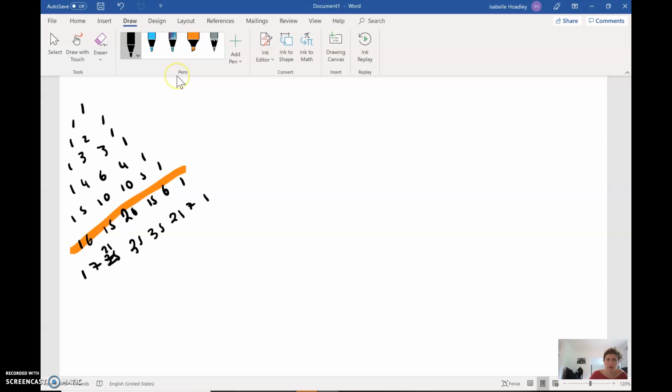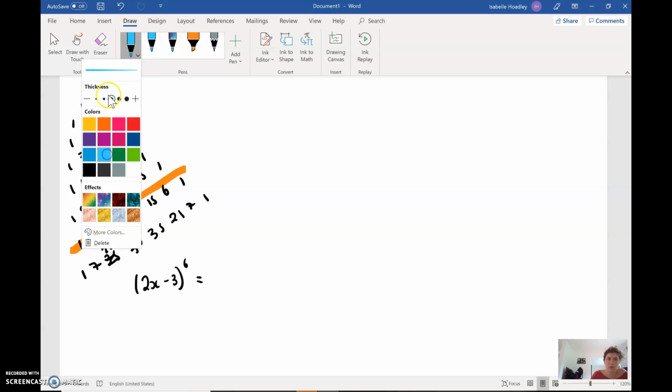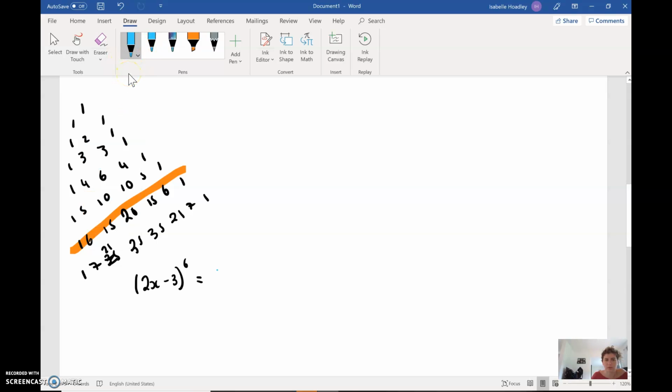And this time, we're going to expand something that's a little bit harder. So we're going to expand 2x minus 3 to the power of 6. Right, so again, the first thing I'm going to do is write in all of the coefficients. So we're going to have 1, 6, 15, 20, 15, 6, 1. Hopefully I got enough room there.